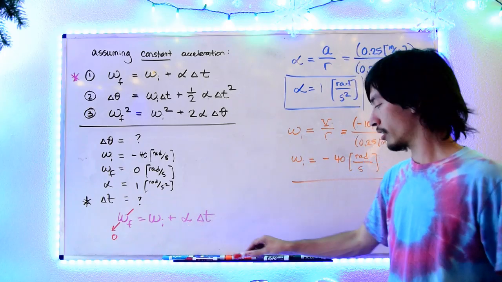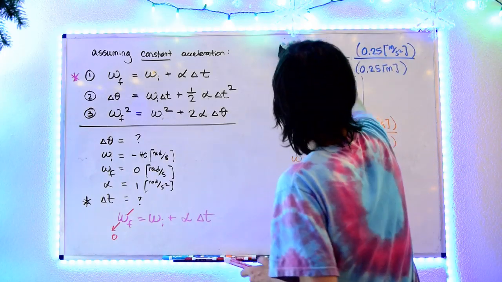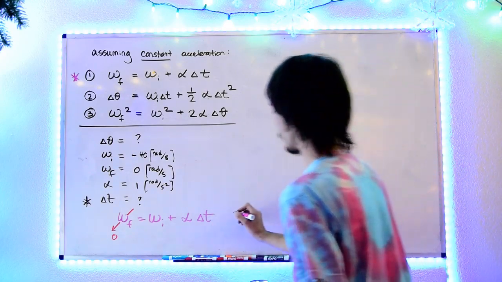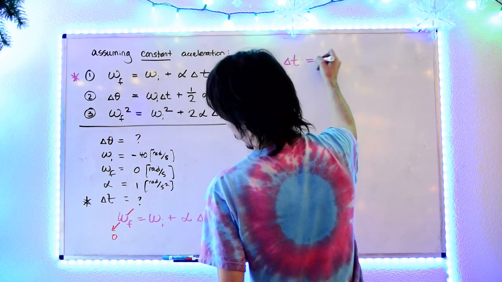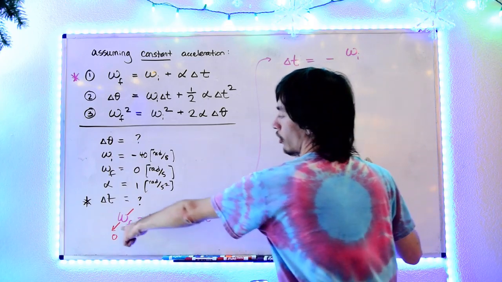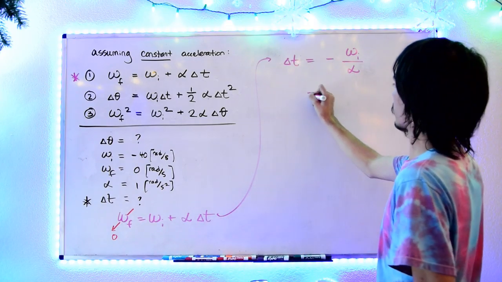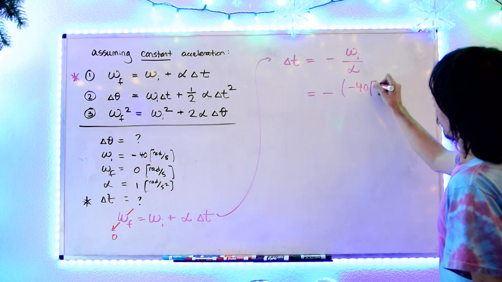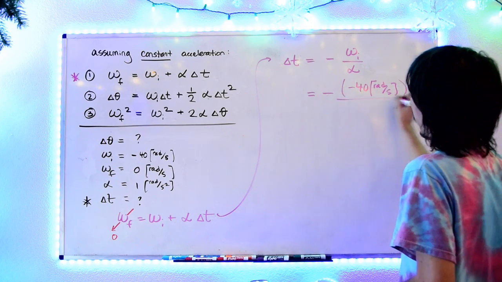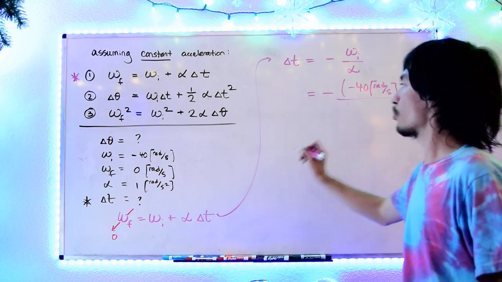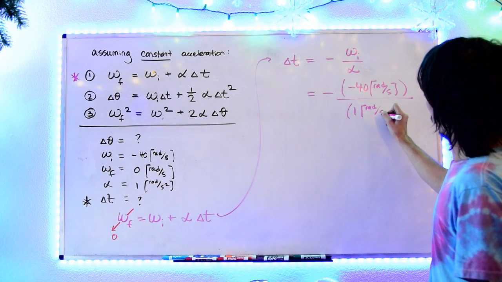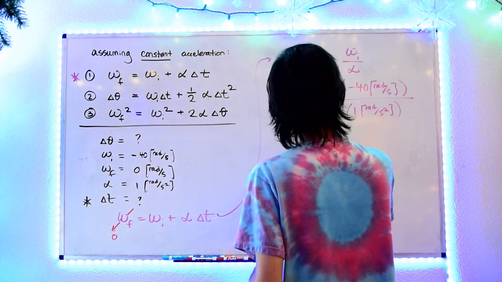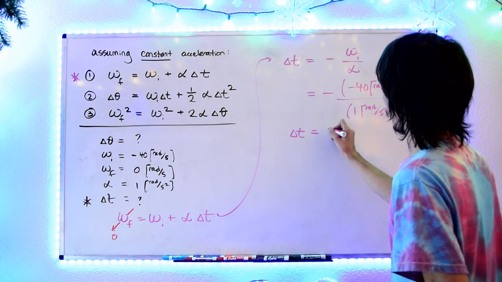We can solve for alpha. Or not solve for alpha, solve for t rather. The time elapsed is negative omega initial when you move that over and you divide by the angular acceleration. Omega initial is -40, so the negatives cancel. Radians per second, and your alpha is 1 radian per second squared. So everything cancels out except for seconds left over, and you just get that the time is 40 seconds.